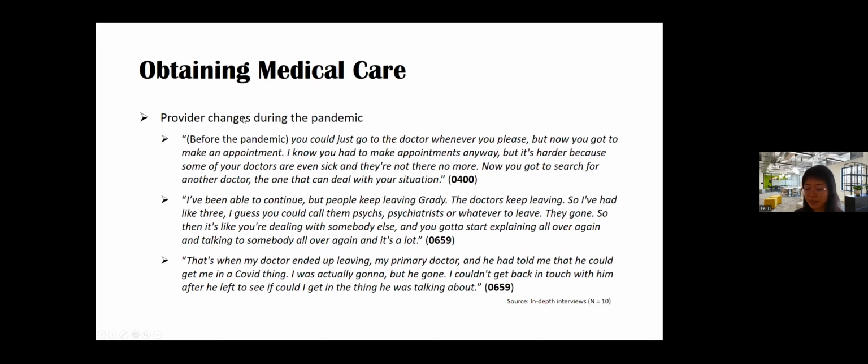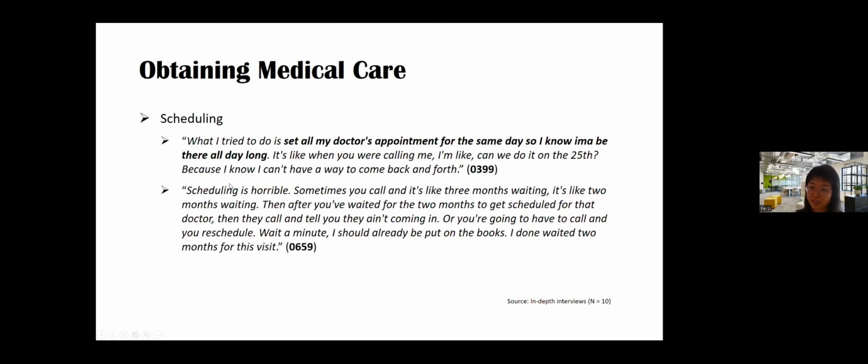We do have many reports of facing challenges because of provider changes during the pandemic or difficulty in making appointments, seeing the doctors they used to see. So sometimes the doctors leave, doctors are sick, they're not there. And of course, it comes with a cost of finding a new doctor, and sometimes the new doctor doesn't necessarily understand your problem, and you have to change again. And scheduling can also be a disaster. It used to be easy, like this participant said.